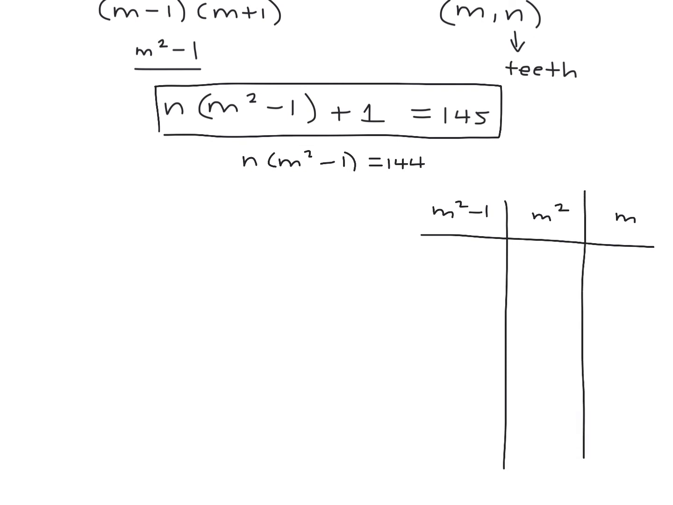Now, m squared minus 1 can be any of the divisors of 144, right? I think that's pretty straightforward. So 144, 72, 48, 36, 24, and so on. 18, 16, 12, 9, 8, 6, 4, 3, 2, and 1. Okay.